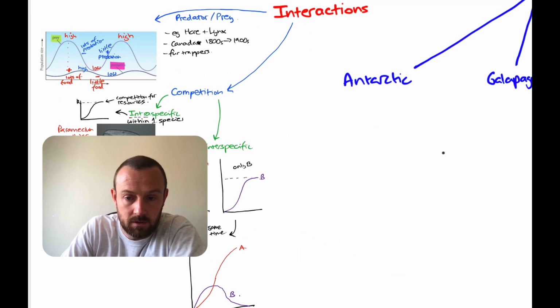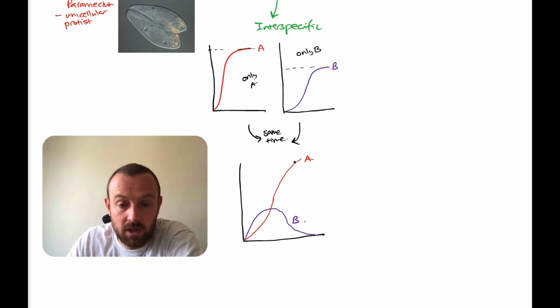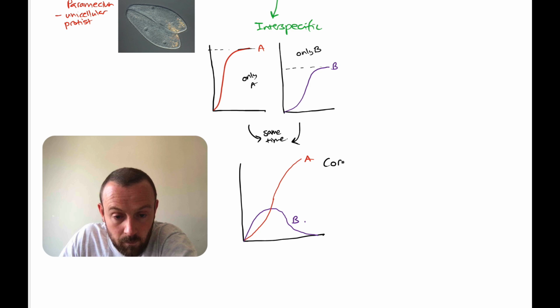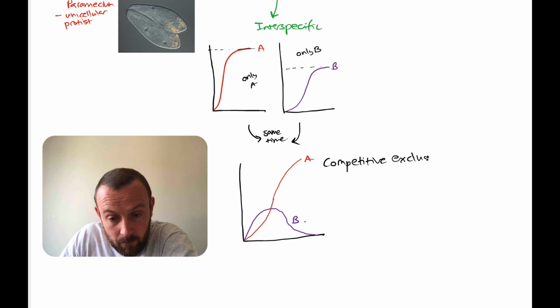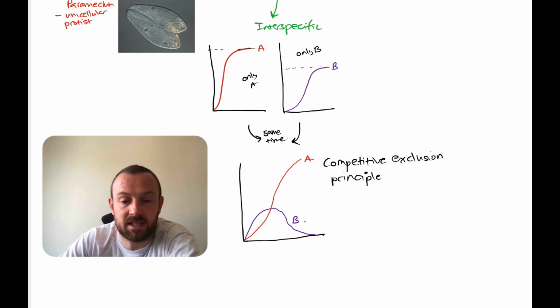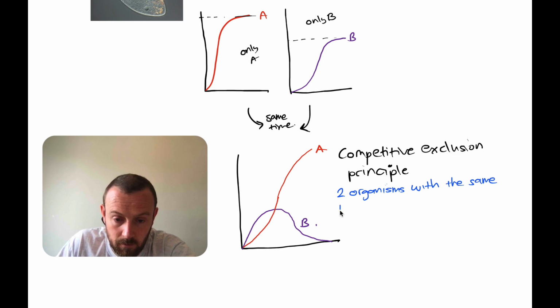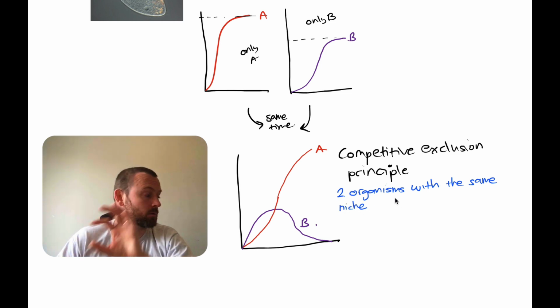How much space have I got here? Yeah, I have gone below my mind map. Hopefully you've managed to fit this in on your page somewhere. So this is called the competitive exclusion principle. Okay, and this basically says that if you've got two organisms with the same niche, then only one will basically survive.